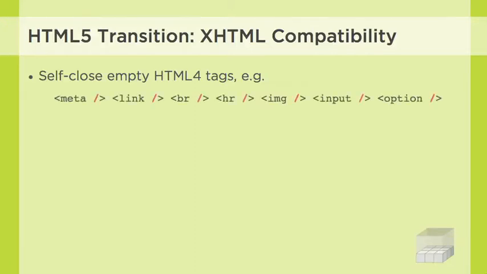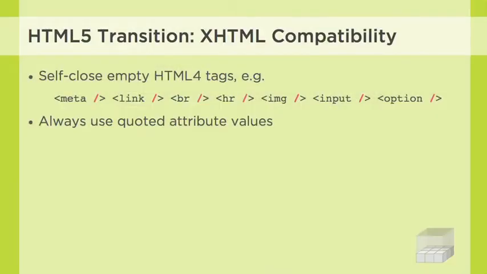For example, the following tags: meta, link, the break tag, horizontal rule, image, input, and option are all empty in markup parlance, which means that there is no closed tag. There is no separate closed tag. There's only attributes in the tag. So when you use any one of these, put that closing slash at the end of the tag to indicate that it is an empty tag. And this will allow your content to continue to be processed as XHTML. This is okay and allowable in HTML5, and I encourage it if you want to maintain XHTML compatibility.